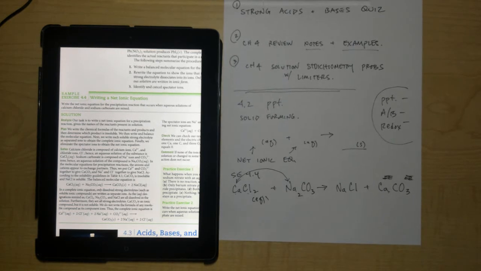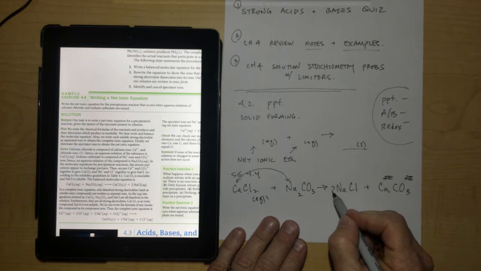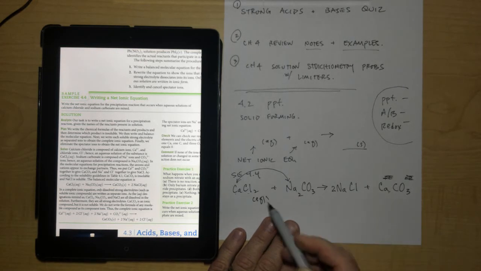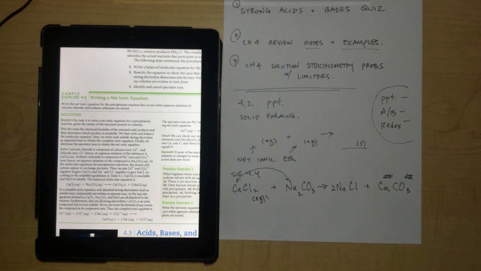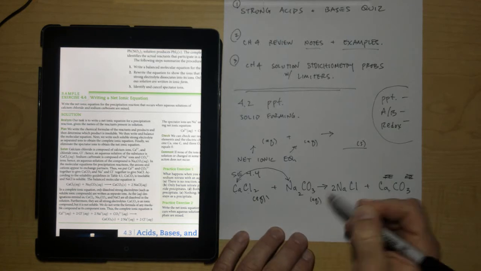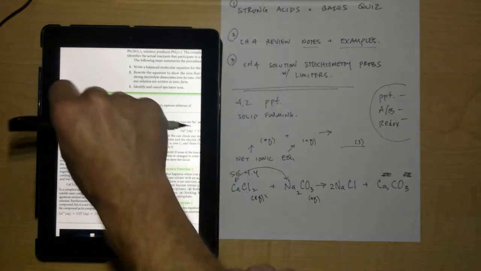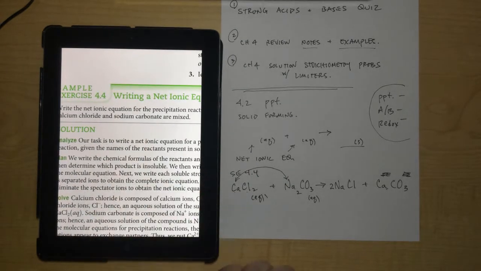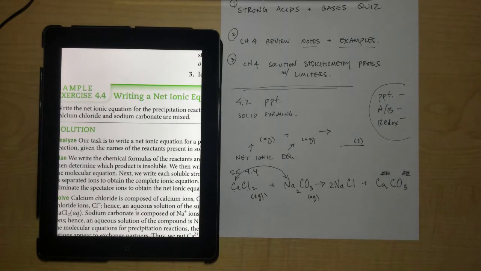All right, that's step number 1. That's the skeleton reaction. Now you have to balance it. So we've got 2 here for sodium, so I'll need a 2 here. That gives me 2 chlorides. Now the reaction's balanced. They tell us that these are aqueous solutions in the question, aqueous solutions of calcium chloride and sodium carbonate. So those two I don't have to look up to see if they're going to be soluble or not. But on the right-hand side, I've got to look up both of those.